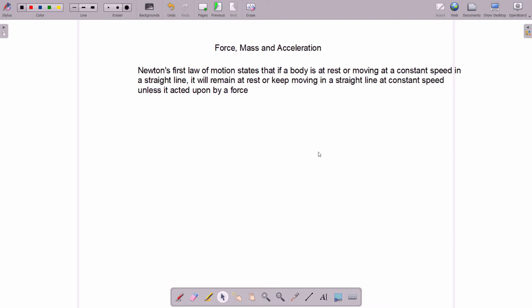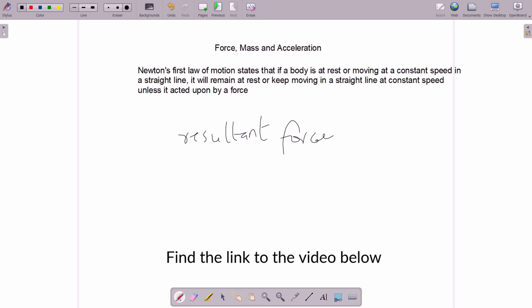An object would usually have more than one force act upon it. The sum of these forces acting on the object is referred to as the resultant force. I've done a full video on resultant force, finding the sum of forces, and the link to it is placed right here so you can check that video as well.